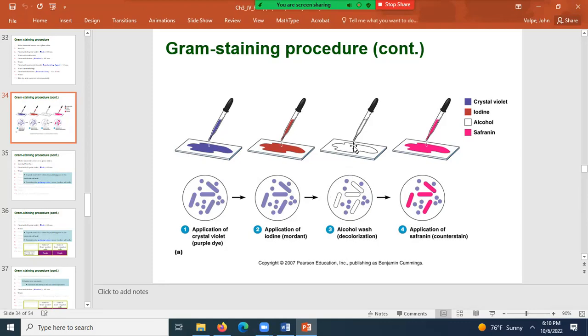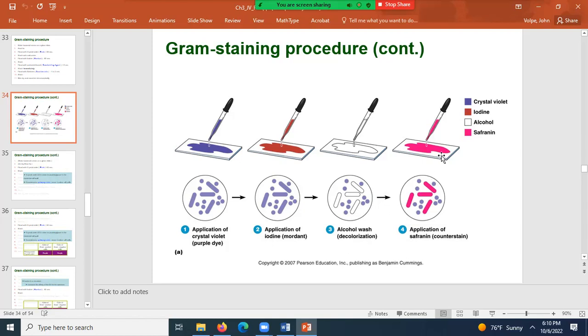We then use the alcohol wash. This is the decolorizing step where you're applying the decolorizing agent. And this pulls the crystal violet out of the gram-negative cells, but leaves it in the gram-positive cells if you're performing the gram stain correctly. This allows you to see differences between the gram-negative cells and the gram-positive cells. So this is the differential step. I'll mention that a little bit more later.